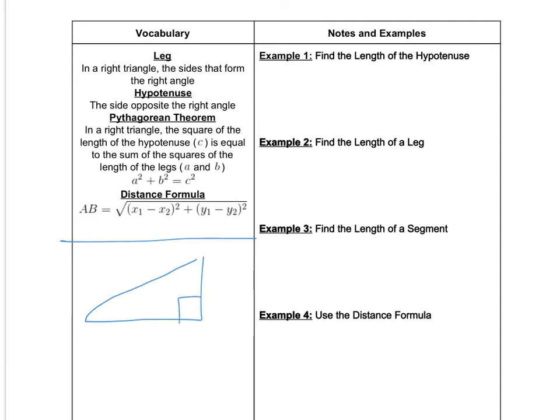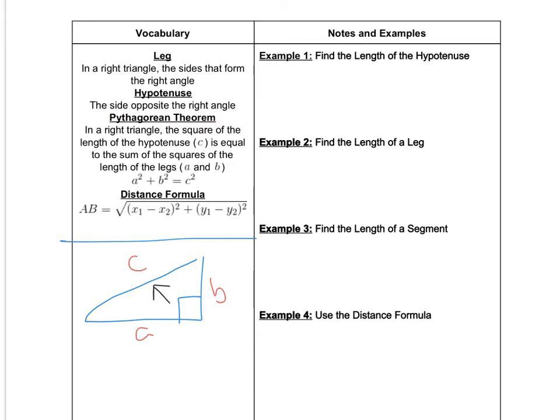If that's a right triangle, your legs are any of these two sides, the A and the B. The A could be on the other side and the B could be on the other side. It doesn't really matter which one's A and which one's B. The important thing to notice is where the right angle is. The right angle is right here. So the side that is opposite that right angle is always called C, which is the hypotenuse. It's the side opposite the right angle.